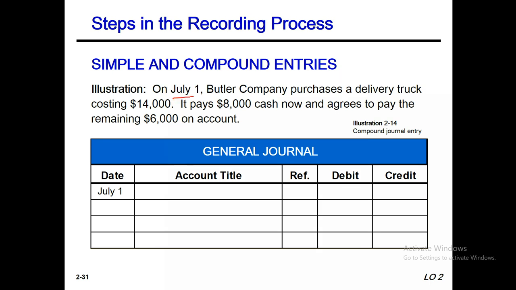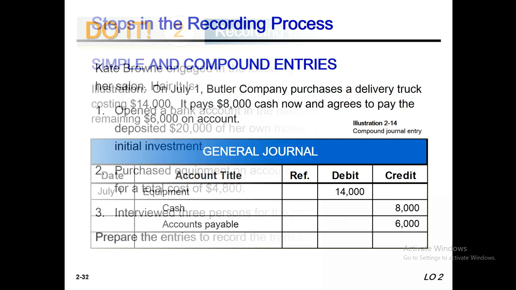July 1. Butler Company purchased a delivery truck costing 14,000. It pays 8,000 cash now and agrees to pay the remaining 6,000 on account. So for this transaction we are getting equipment. This is our debit, and paying cash. Cash must be credited because cash decreases, and one more account, that means liability. Accounts payable must be credited. So we call this the compound entry because more than two accounts are here.